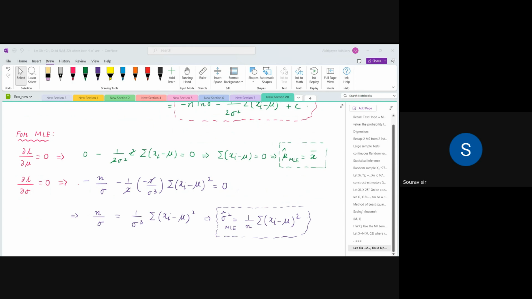Okay, any questions from anyone? Sir, how n by sigma became positive? If you take it to the right side, the second term will become positive. So if you take n by sigma to the right, it becomes positive. Oh, okay.